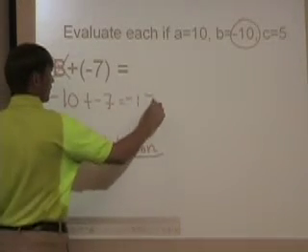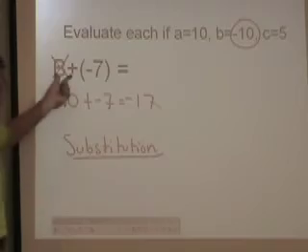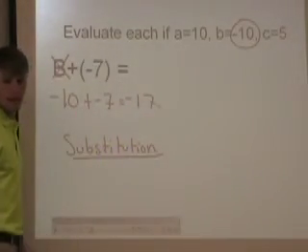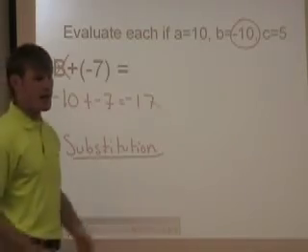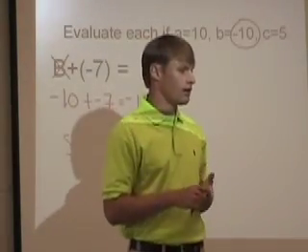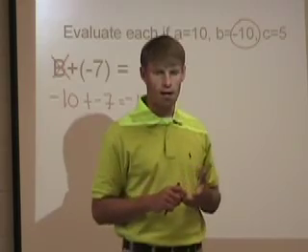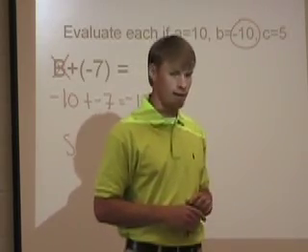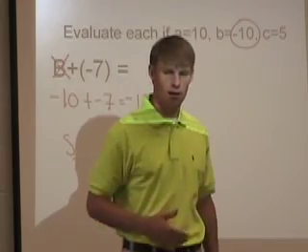And then we add it to -7, and what do you get? -17. So anytime you see a letter and they tell you what the letter equals, you put a number in its place, right? So today you learned how to add integers, whether they were positive or negative, and you learned how to substitute in place of a letter. What do you put in place of a letter usually?